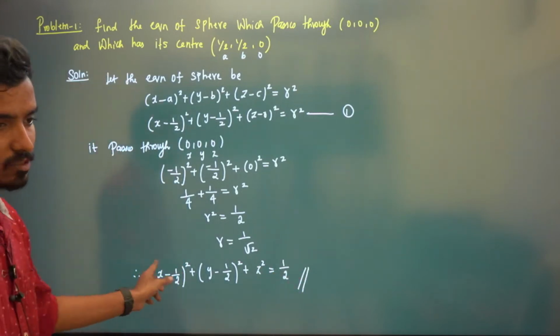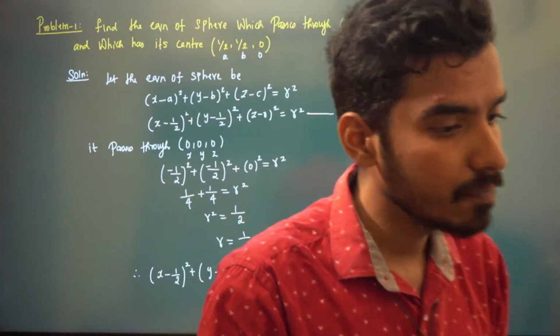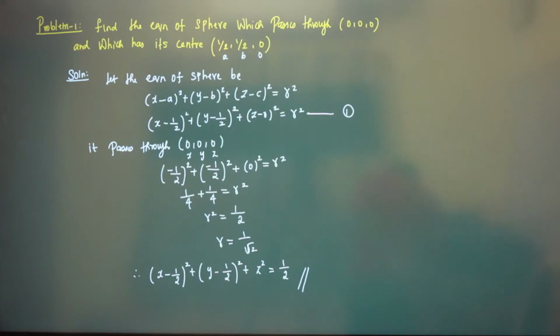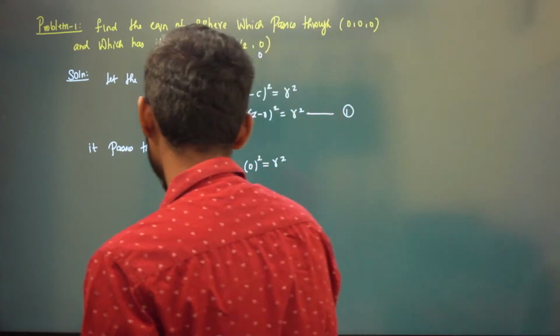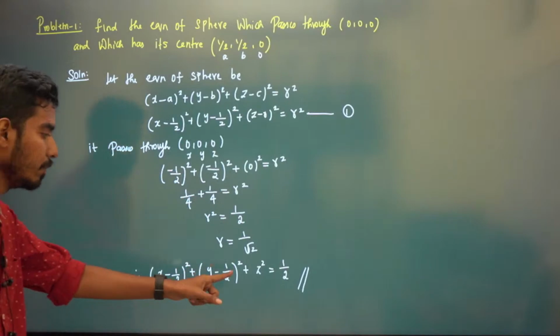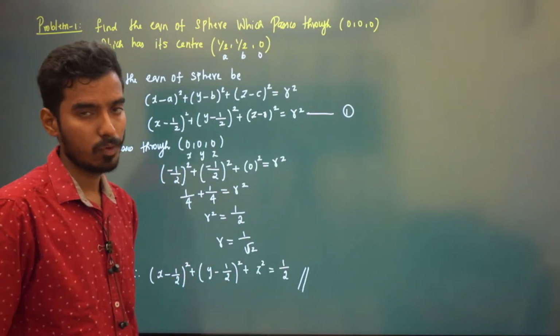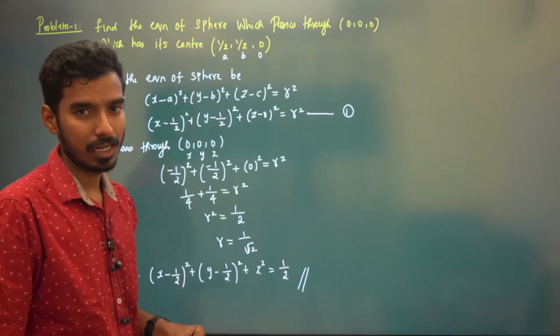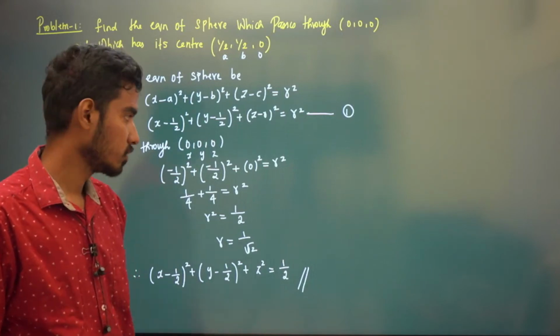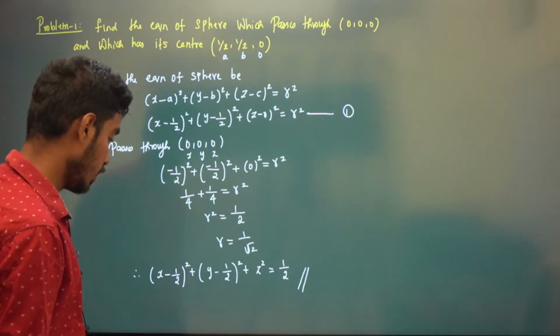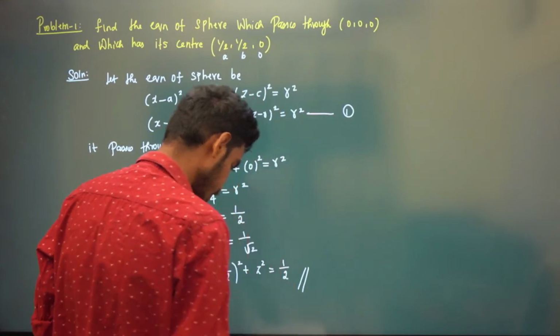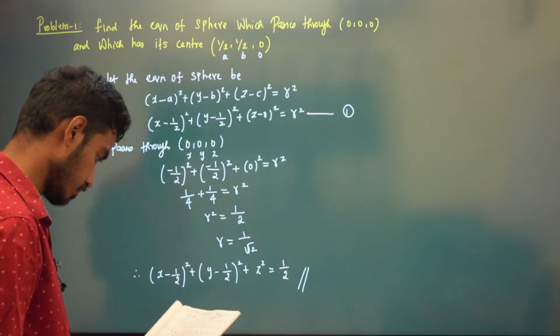If you want, you can expand this using the a minus b whole square formula. You can get that in general form. If you expand this using the a minus b whole square formula, you will get the equation of the sphere in general form. Here it is in central form, no problem.